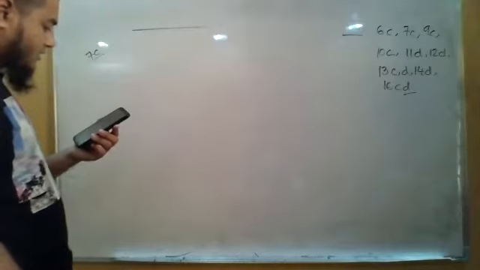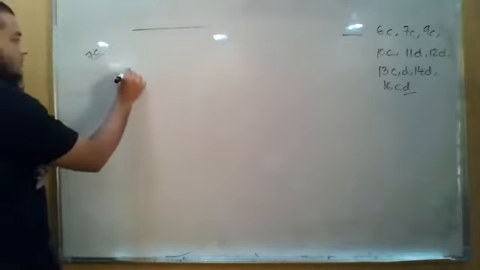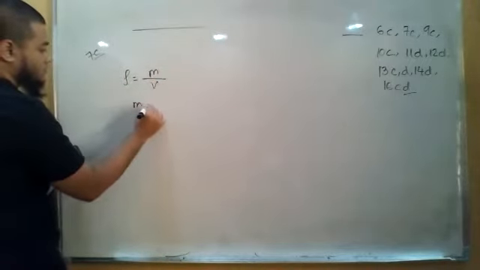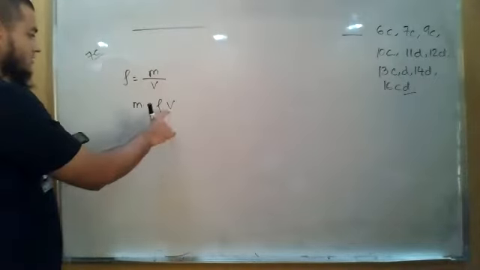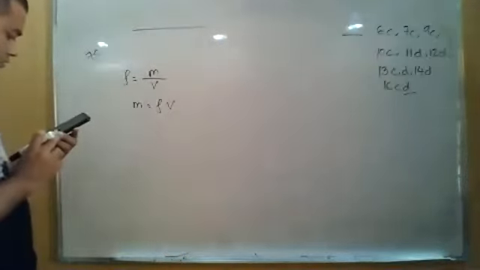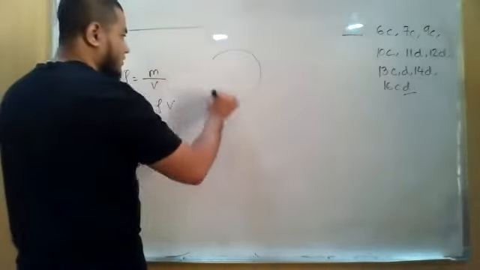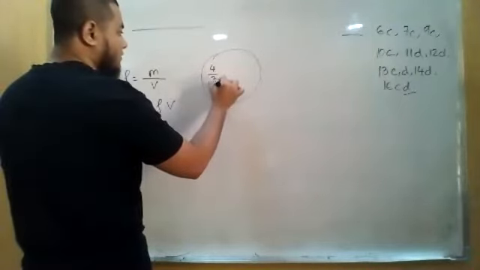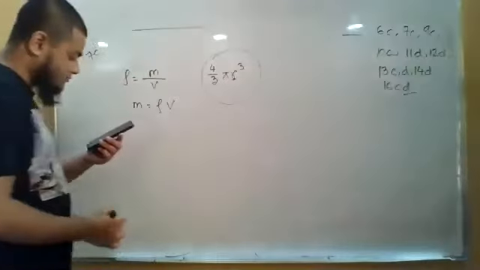Okay, 7C. Determine the mass of the sphere. So we know that rho is equal to m by v. So m is equal to rho into v. Now we need to know the value of density and volume. The object we have is a sphere. Sphere is a circular object. The formula to find out the volume of a sphere is 4 by 3 pi r cube. So we need the radius.